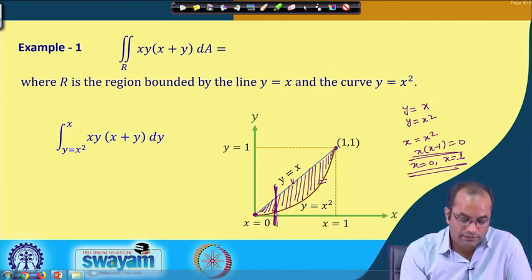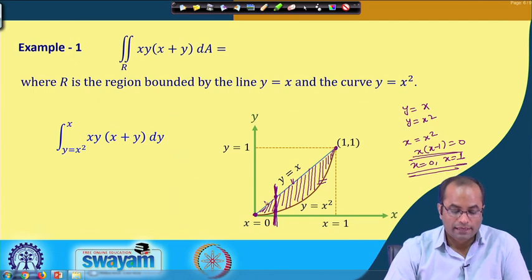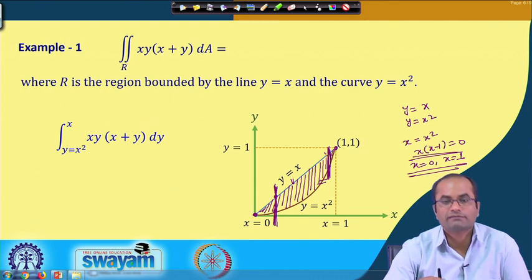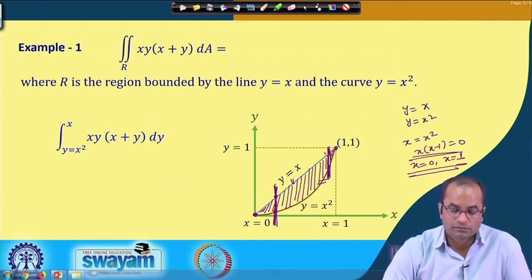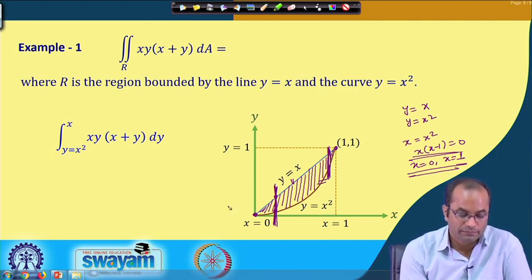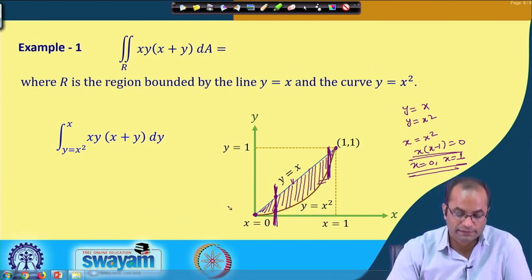Now we see that this line enters the domain at y is equal to x square and leaves the domain at the line y is equal to x, and that is true everywhere in the domain. At whatever point you draw this line parallel to the y axis, it will enter through y is equal to x square and leave the domain at the line y is equal to x. Such lines will vary from x is equal to 0 to x is equal to 1. First we will put the limits for y, because we are going to integrate first with respect to y in this case.